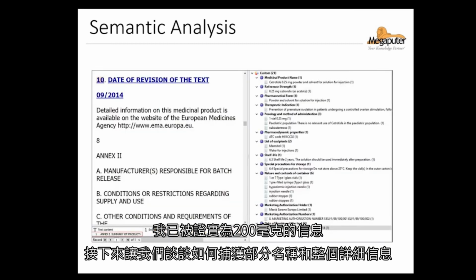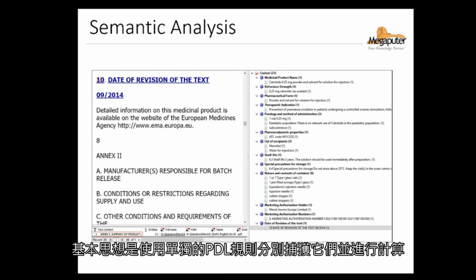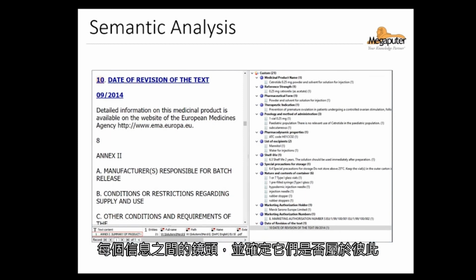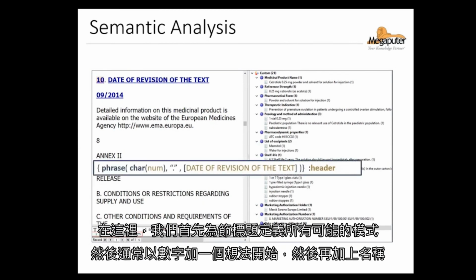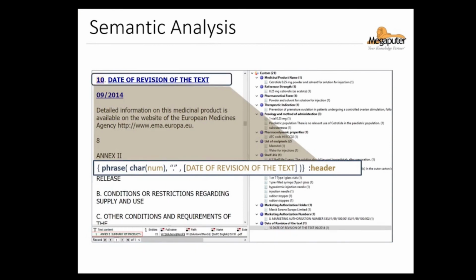Next, let's talk about how to capture the section name and the detailed information as a whole. The basic idea is to use separate PDL rules to capture them separately, calculate the length between each piece of information, and decide if they belong to each other. Here, we first define all possible patterns for the section headers. They normally start with numbers plus a dot, followed by the name.